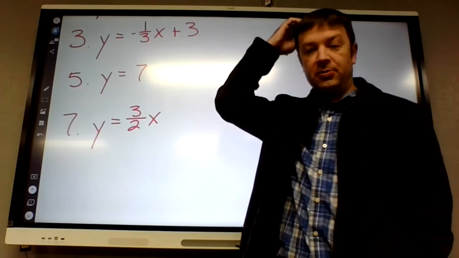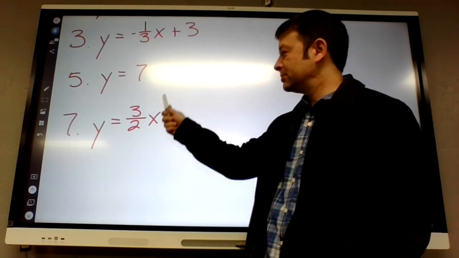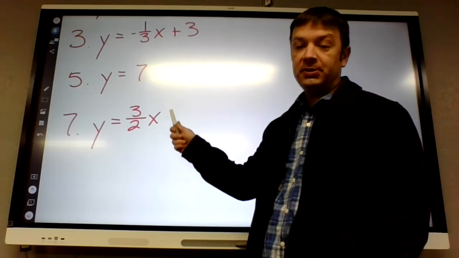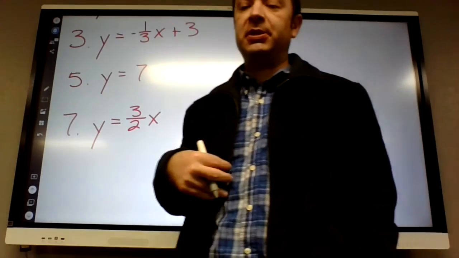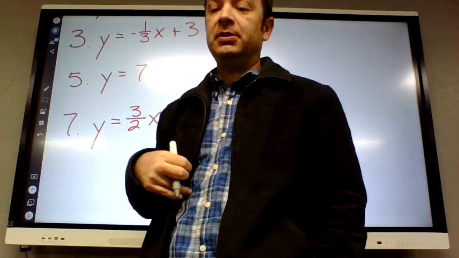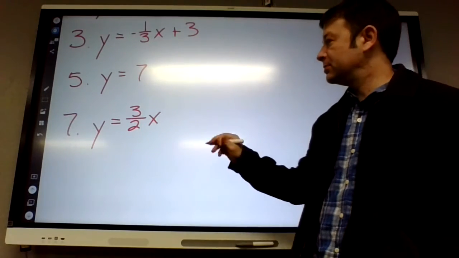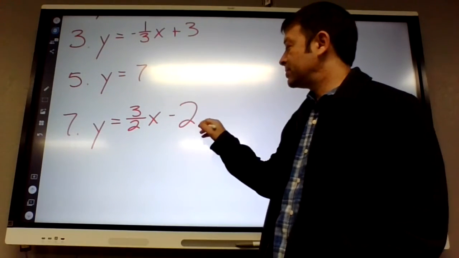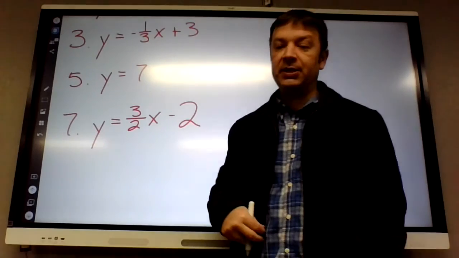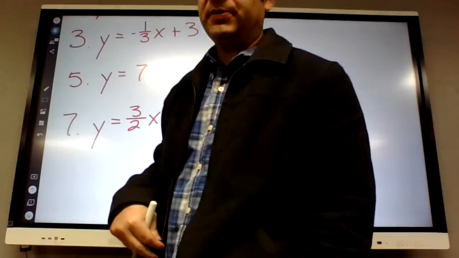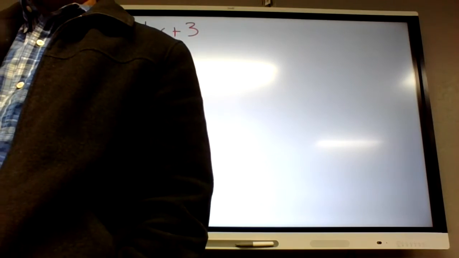And then what comes after the x? The y-intercept. So what is the y-intercept on number 7? Negative 2. Right. Why is it negative 2? Because it's down. It's crossing the y-axis at negative 2, down 2. 0, negative 2. Okay.